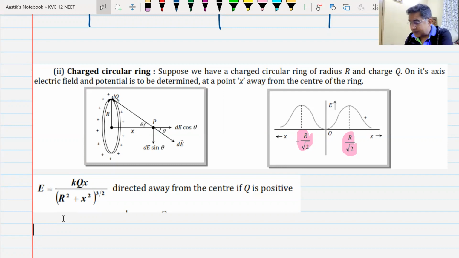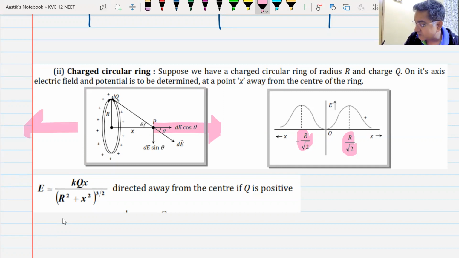Electric field at any point is kqx upon (r square plus x square) raised to the power 3 by 2, where x is the distance of the point from the center of the ring, and r is the radius of the ring. And you can see the direction of electric field. If it is a positive charge, it will be like this on this side. On this side, it would be like this. Do we understand this? Yes, sir.